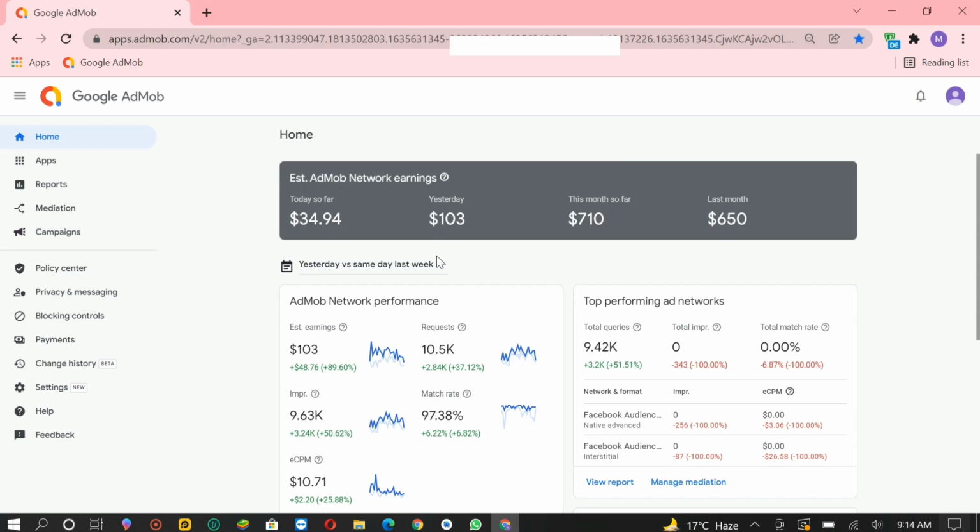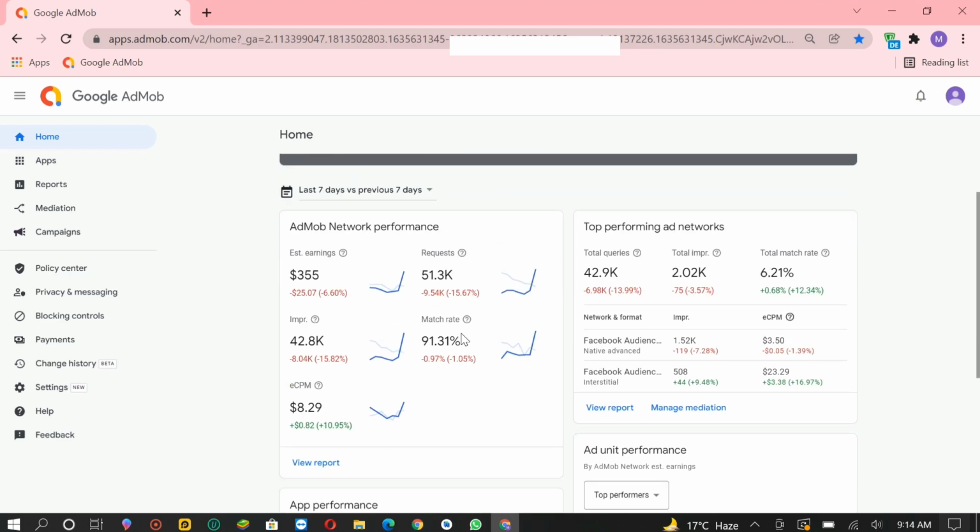So I suggest you work with interstitial ads, one and only interstitial ads. I'm working with only interstitial ads, and you can see the statistics. Now it is the last 7 days statistic, a bit of a spike there, and you can see how many requests and how many earnings there are. So this is a bit motivating for you people.